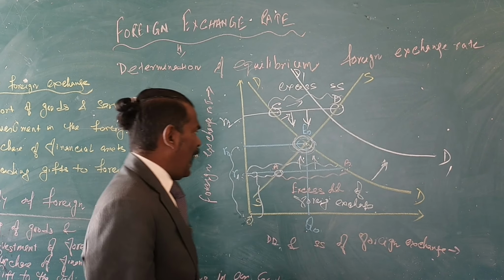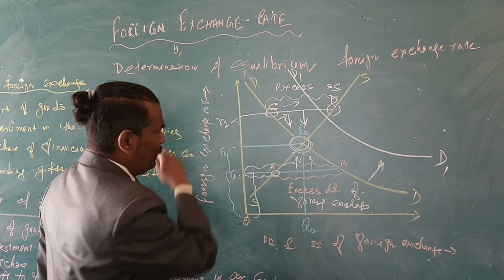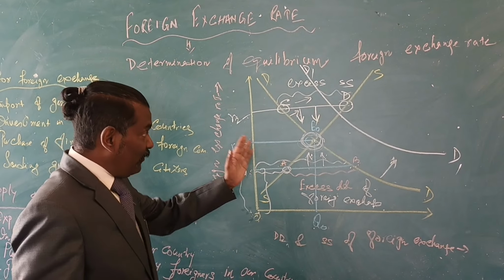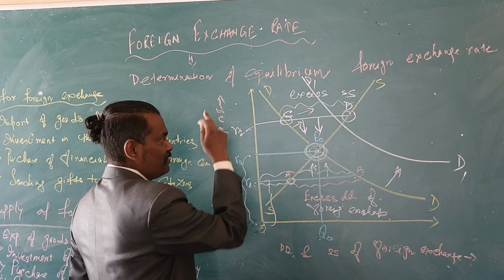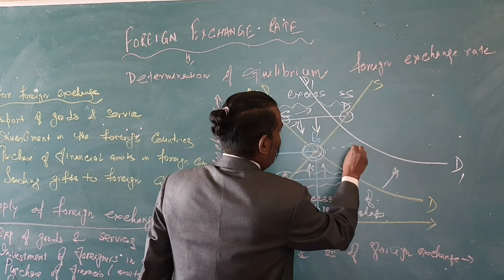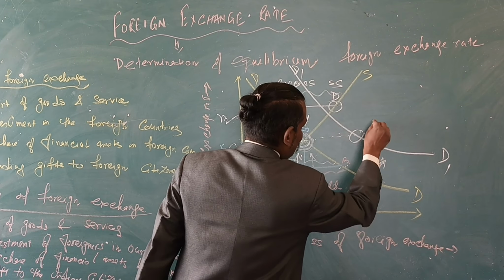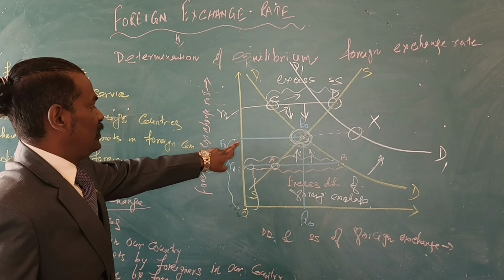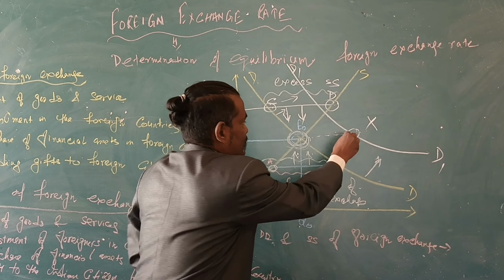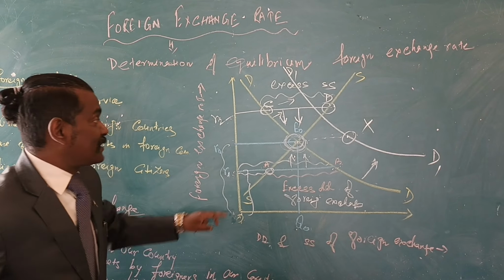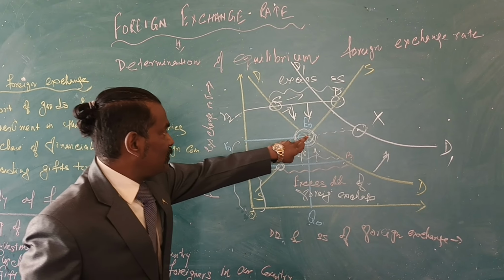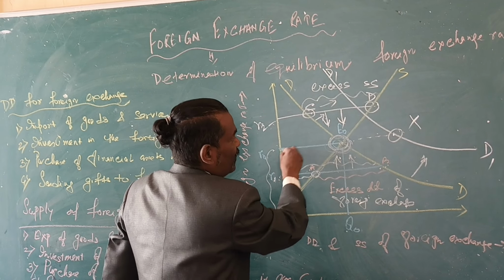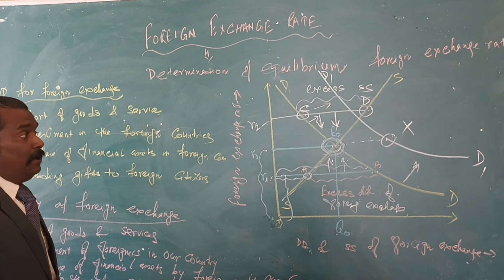Now see, at the equilibrium exchange rate OR0, which we have determined previously, what will be the demand and what will be the supply? Let us see this one. At OR0, the demand is how much? The demand is R0X. What is the supply? See the supply curve. This is the supply curve. So, what is the supply? R0 is 0.